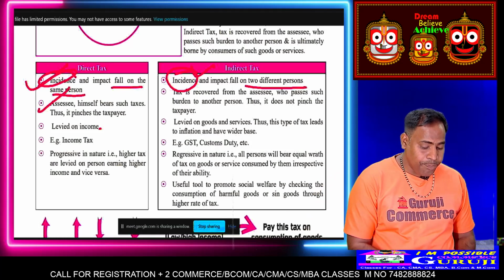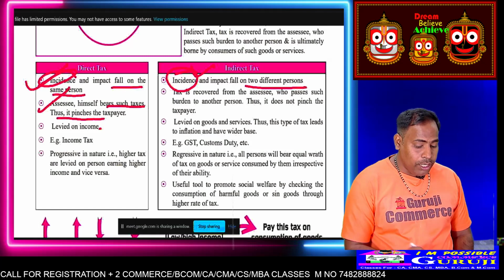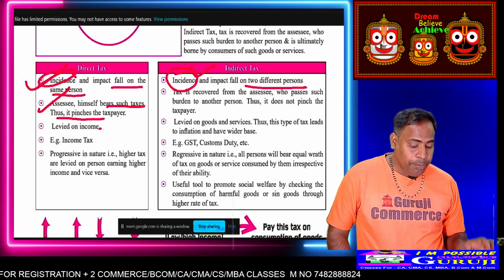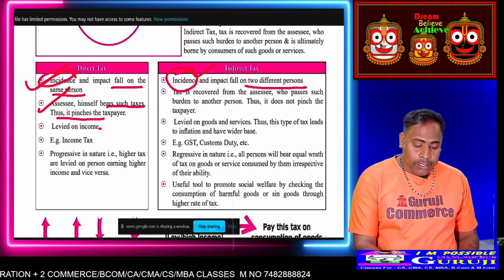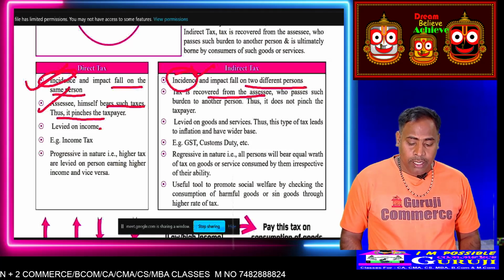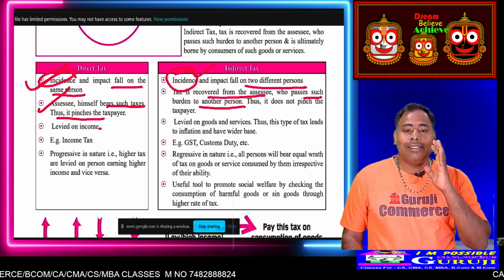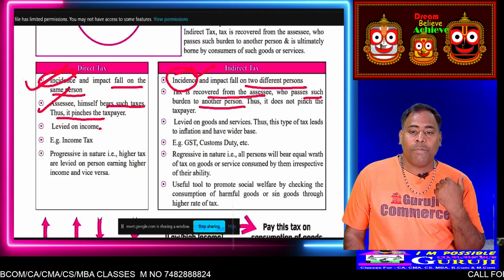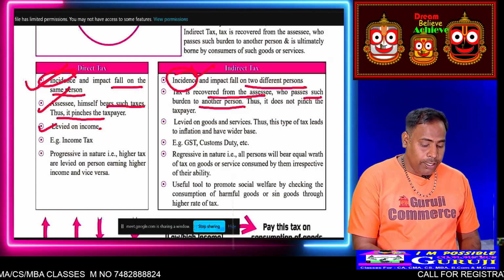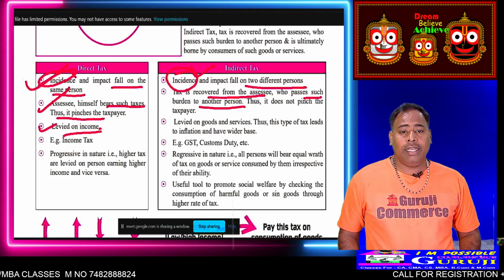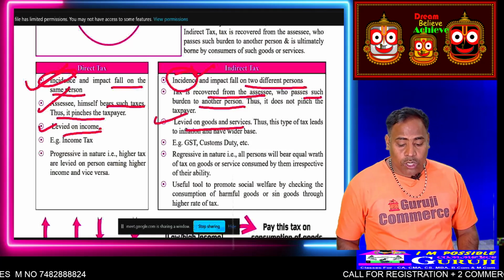In direct tax, the taxpayer himself bears the burden of taxation. This pinch is directly on the taxpayer. Here in indirect tax, the tax is recovered from the seller, who passes the burden on to another person. As I told you, the seller collects the tax from the ultimate consumer and pays it to the government. Then third is levy: direct tax is levied on income, whereas indirect tax is levied on goods or services.